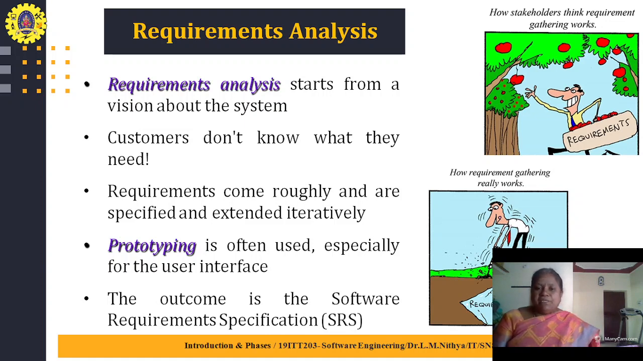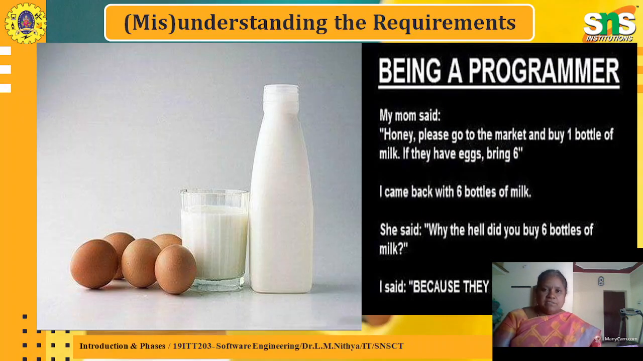Normally prototyping is often used for the user interface. The outcome of all these requirement analysis phases is the software requirement specification. Requirement analysis is nothing but collecting the requirements from the customer. There are two types of requirements: functional and non-functional. You collect the requirements by putting forth questions, or giving questionnaires to tick and mark, or showing them the prototype and the end result. So in many ways you could collect requirements from your customers.